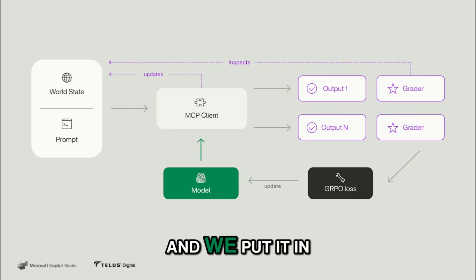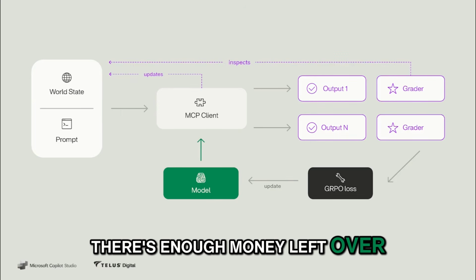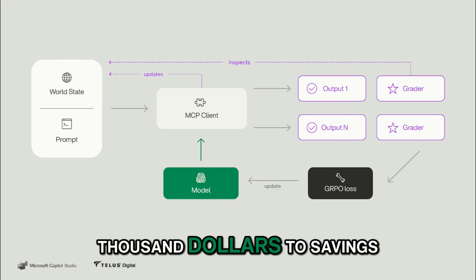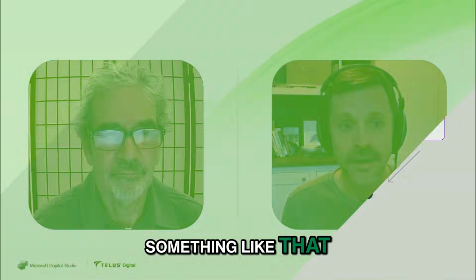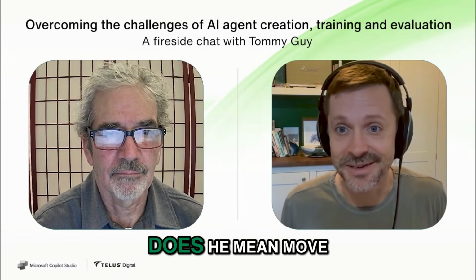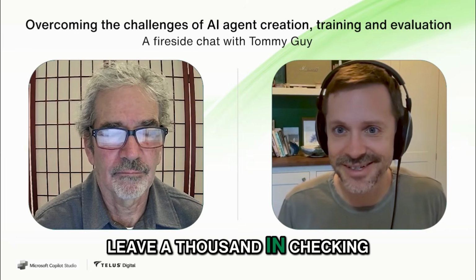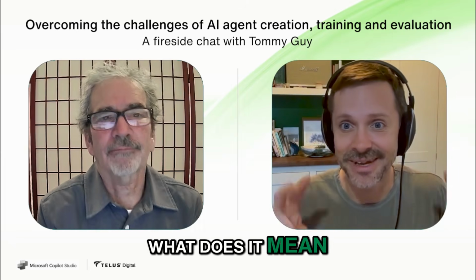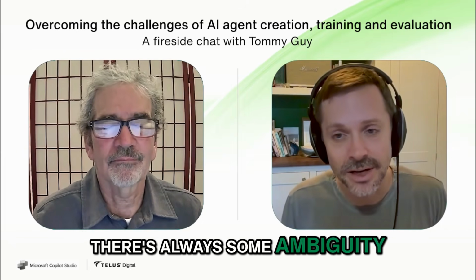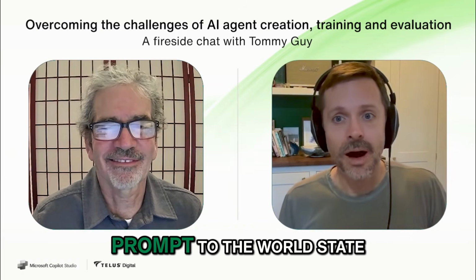We take a prompt and we put it in. A prompt might be: pay off my credit card bill, and if there's enough money left over, move up to $1,000 to savings. Something like that. Even that statement is a little ambiguous. Does he mean leave $1,000 in checking? What does it mean to have enough money? There's always some ambiguity. But we give that prompt to the world state.